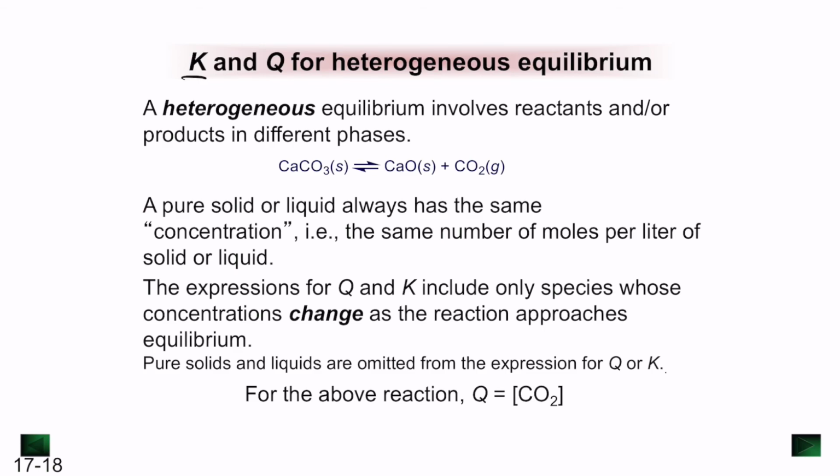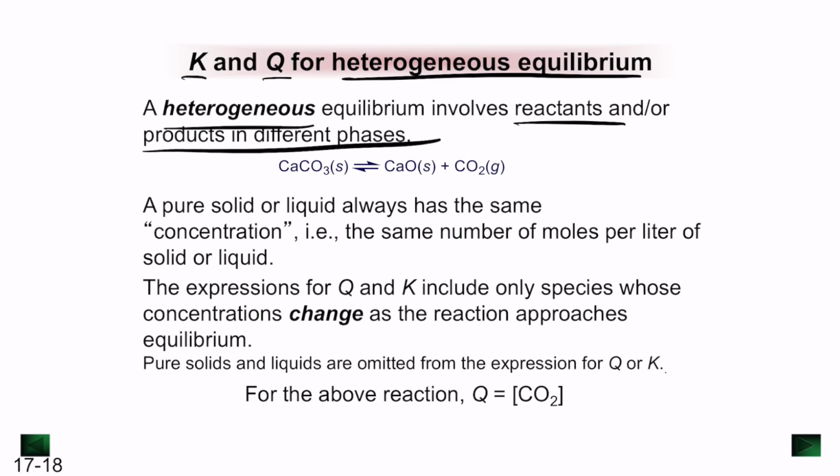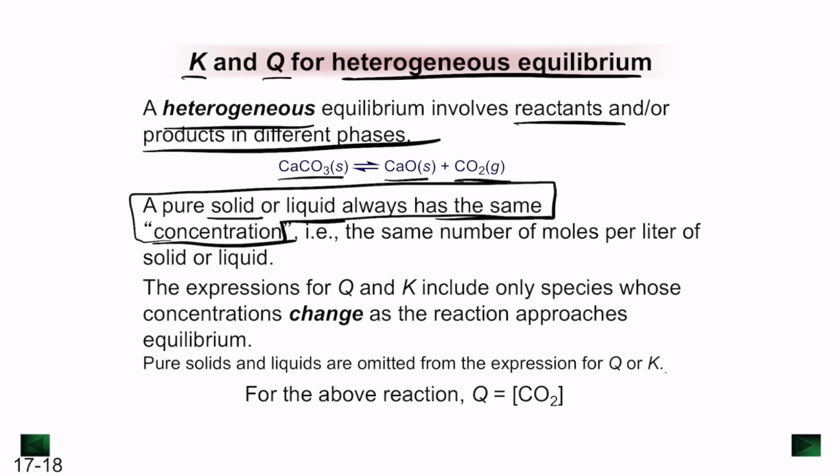Next, let's talk about K and Q for heterogeneous equilibrium. Heterogeneous equilibrium involves reactants or products in different phases. For example, you have CaCO3 in solid phase gives you CaO in solid phase plus CO2. Now a pure solid or liquid always has the same concentration. This is an important point to remember: a pure solid or a liquid will always have the same concentration, the same number of moles per liter.